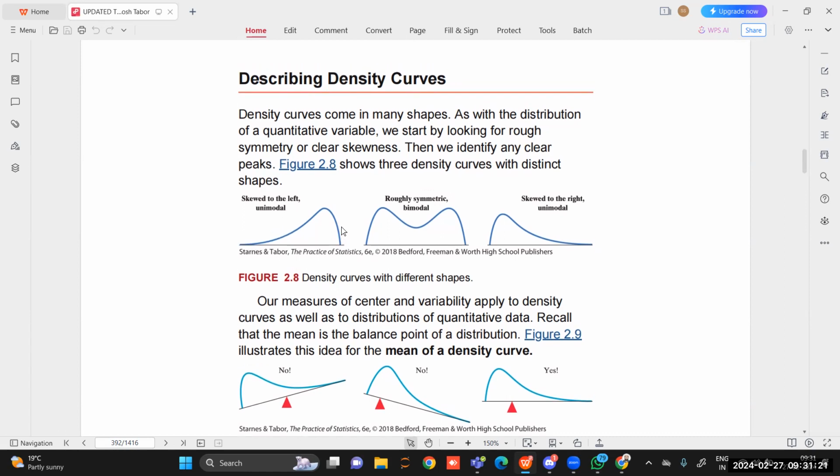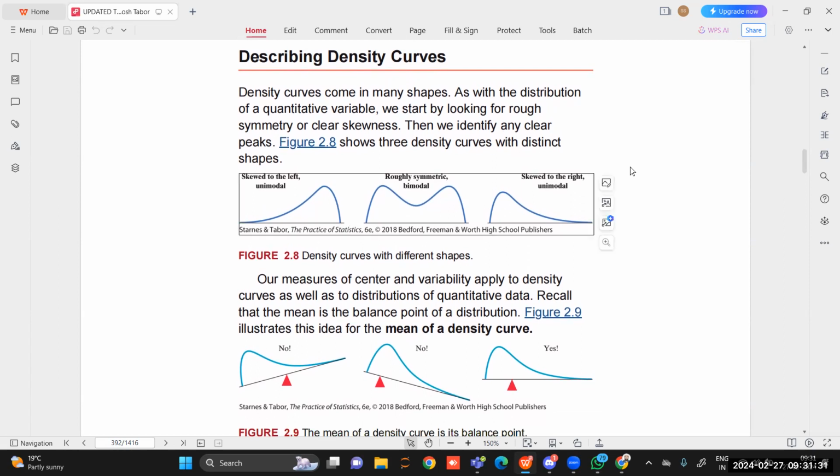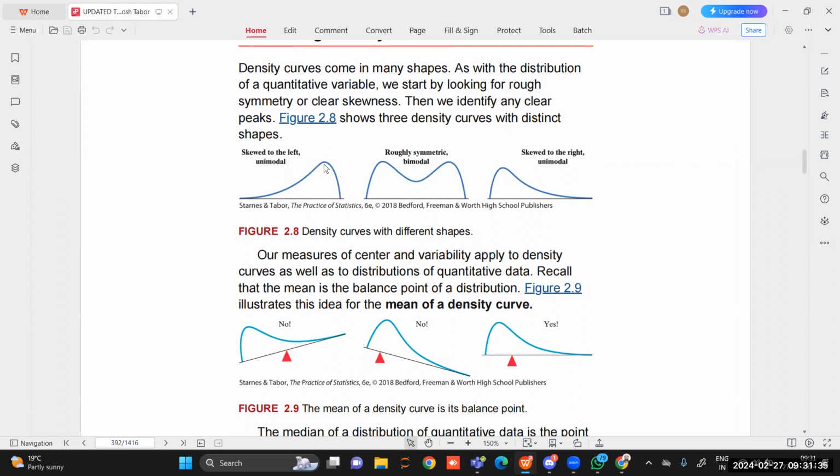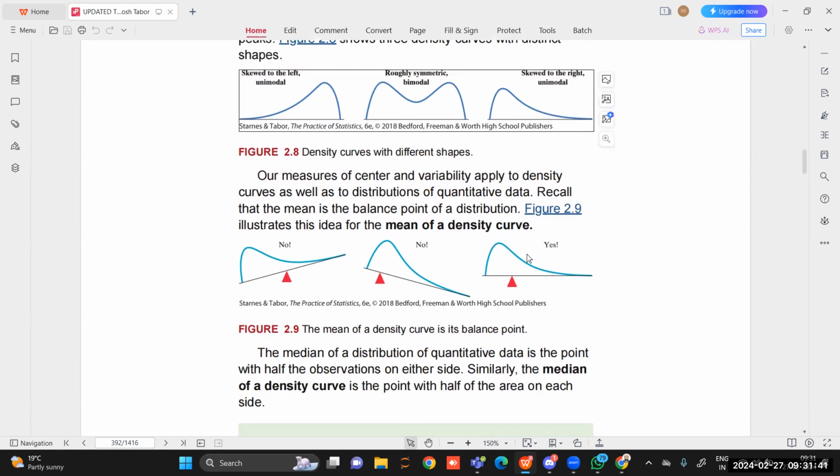Density curves come in many shapes. As with the distribution of a quantitative variable, we start by looking for rough symmetry or clear skewness. Then we identify any clear peaks. The figure shows three density curves with distinct shapes. This one is skewed to the left but unimodal, with one mode. This is roughly symmetric bimodal, and this is skewed to the right, again unimodal with one mode.